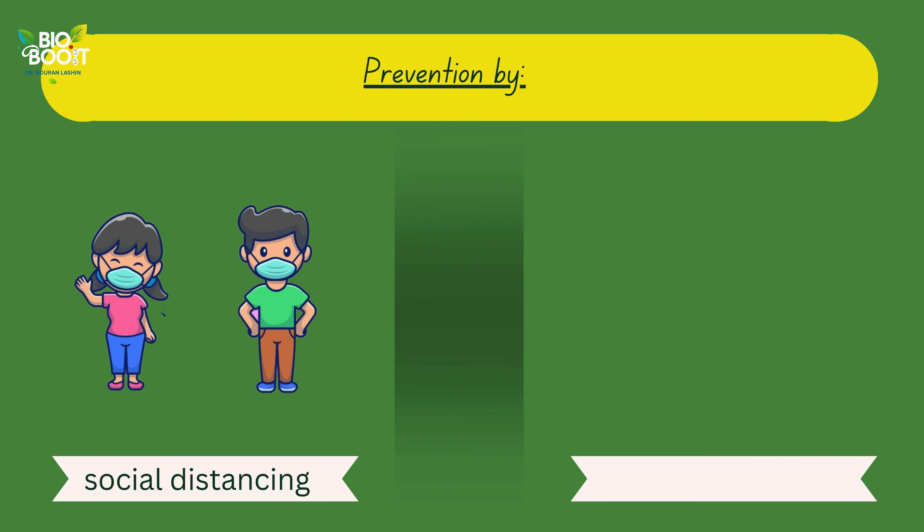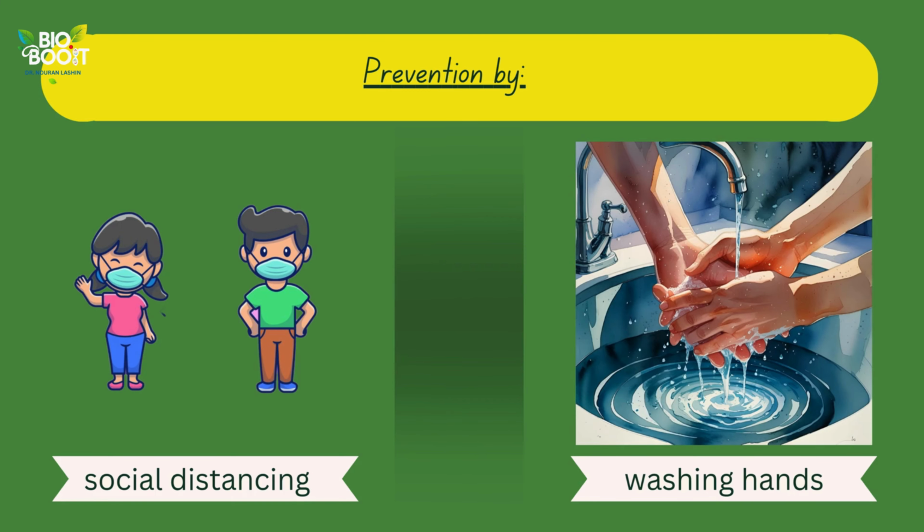So, how do we prevent this? Social distancing. Sometimes, keeping a bit of space between you and others can stop the virus from jumping across. Washing hands. This is your number one weapon. Soap doesn't just wash viruses away. It actually breaks them apart. It's like pulling the plug on the pirate ship.